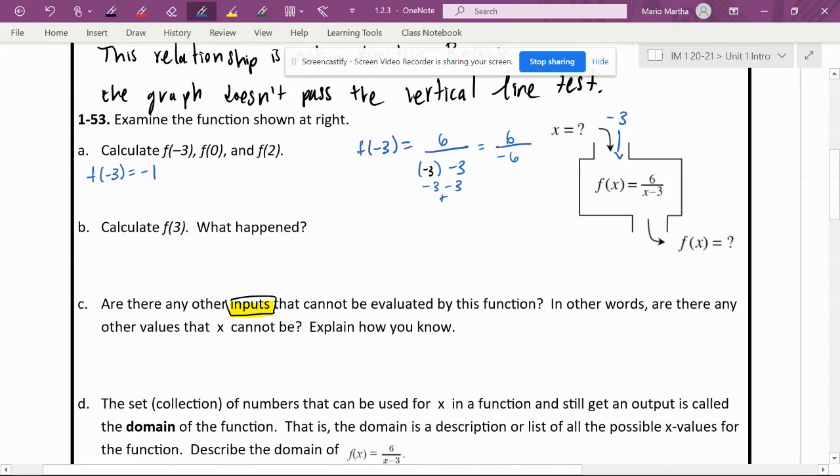Now let's see what happens if we put a 0 into the machine, right? So now 0 is next. We go f of 0. That's going to be equal to 6 over, again, 0 minus 3. 0 minus 3 is, again, -3. So that's equal to 6 divided by -3. A positive divided by a negative is another negative. In this case, it's -2, I'm sorry. So we're going to say f of 0 equals -2.